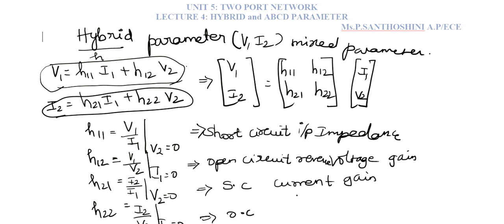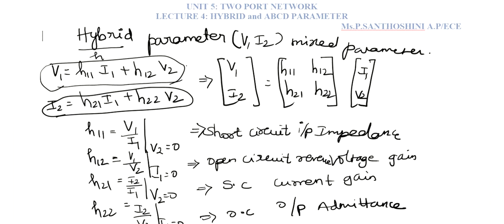and here I2 by V2. So it is admittance. Why? Because it is I by V, an admittance. Now tell me, is it input or output? It is representing the suffix letter 2, so definitely it is the output. So short circuit input impedance, open circuit reverse voltage gain, short circuit current gain, open circuit output admittance. So these are the four different names here.